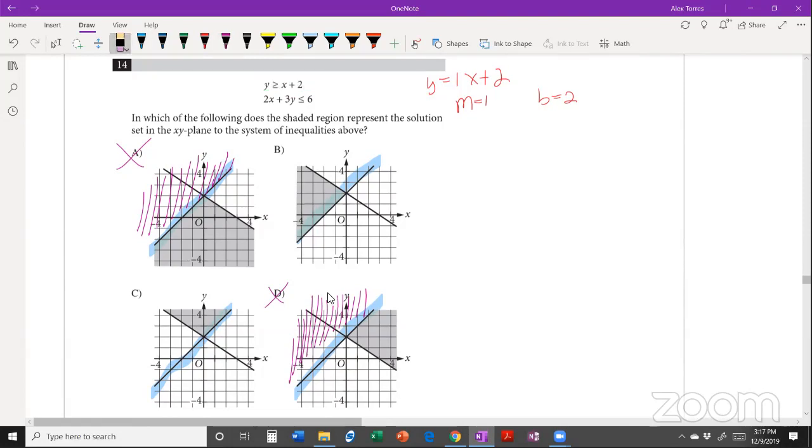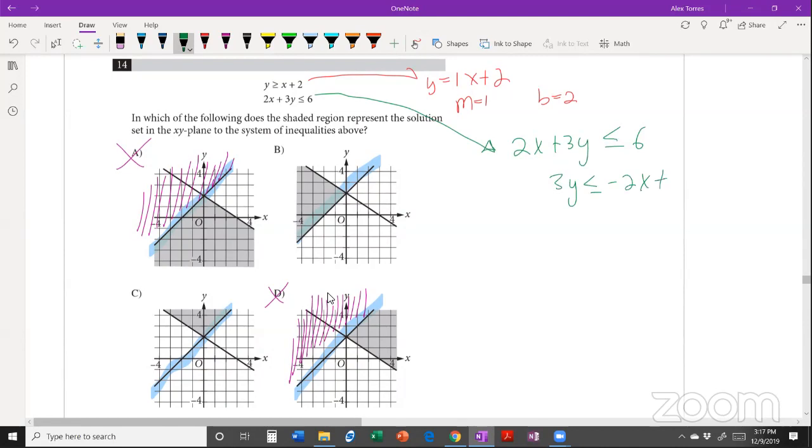And then the second line takes a little bit more work. So this was the work we did for the first line. And now looking at the work we're going to do for the second line, the idea is to get it as y equals mx plus b, so to get y by itself. So we'll leave the 3y where it is and take away 2x from both sides. So 2x plus 3y less than or equal to 6, take away 2x from both sides.